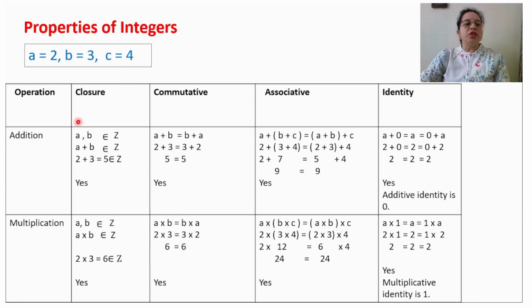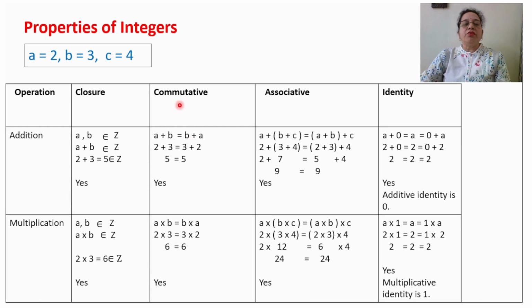So let us start. The first one is addition, and I'm going to explain the closure property. What is closure property? If A is an integer, B is also an integer, then the sum of the two numbers will also be an integer. This is known as closure property. So let us substitute the value of A is 2, value of B is 3. If we add 2 plus 3, we will get 5. 5 is also an integer. So we can say that yes, we can observe closure property in addition of integers.